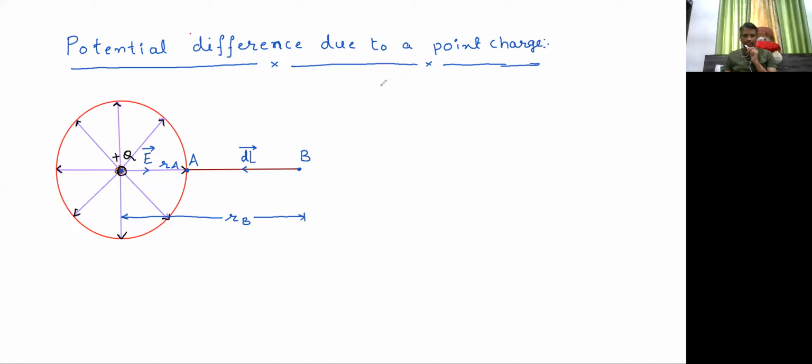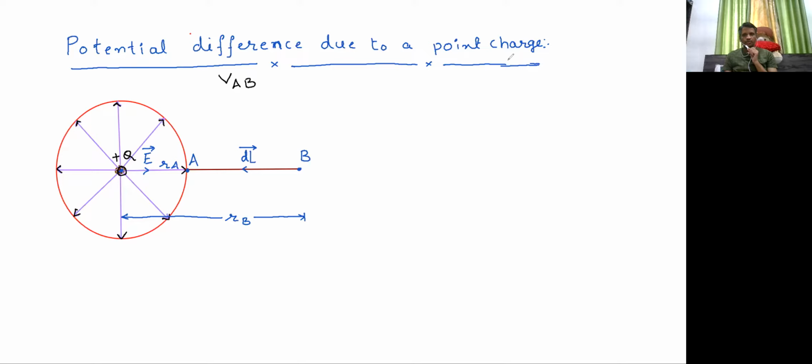In this lecture, I'm going to tell you the potential difference due to a point charge. In the last lectures, we have seen work done due to a point charge in an electric field, or work done in moving a test charge against the electric field by an external source. And then we have seen the properties, and from the work done, we have got the expression for the potential difference.